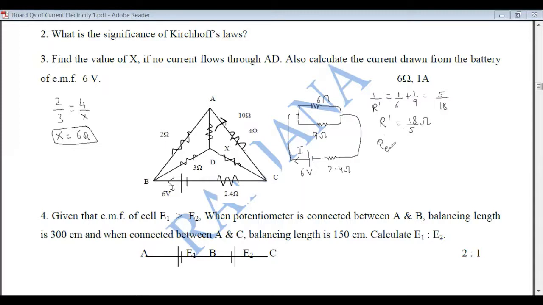Hence, the equivalent resistance of the circuit will be 18 upon 5 plus 2.4 ohms, which is equal to 6 ohms. Now the current, we know, is equal to the EMF upon the equivalent resistance. EMF is 6 volt and the equivalent resistance is 6 ohms. So hence the current is 1 ampere in the circuit. Through this 6 volt battery, the current flowing is 1 ampere.